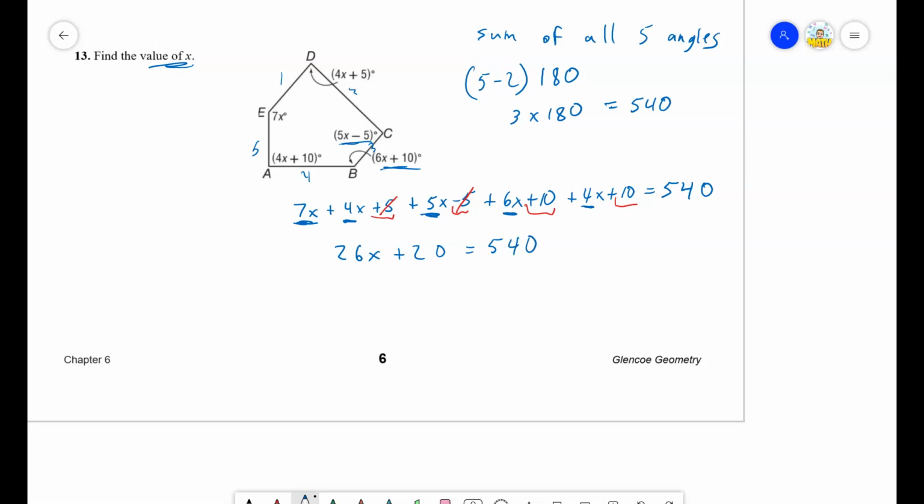And that's just a pretty easy two-step equation. So we subtract 20 from both sides. It's usually a sign I did something right if it divides out evenly for me, and I think this will. So I have 26x equals 520. Divide by 26 on both sides, and we would find that x is equal to 20. And if we plug that back in, if we wanted to check, add all the angles up, they should indeed add up to 540 for us.